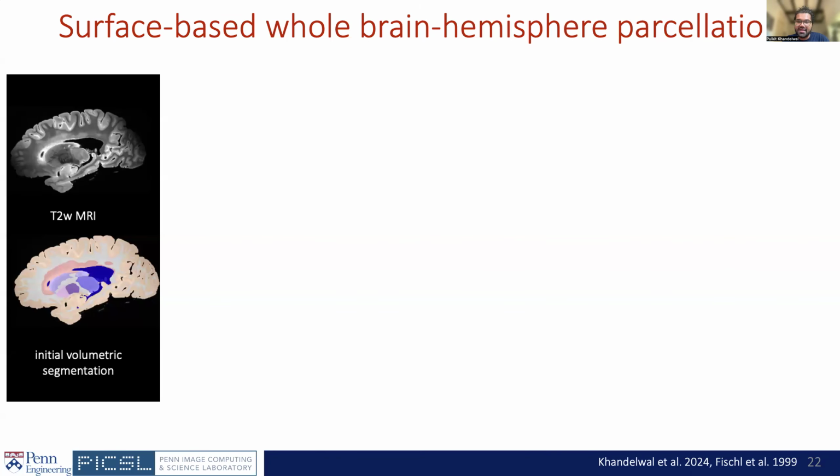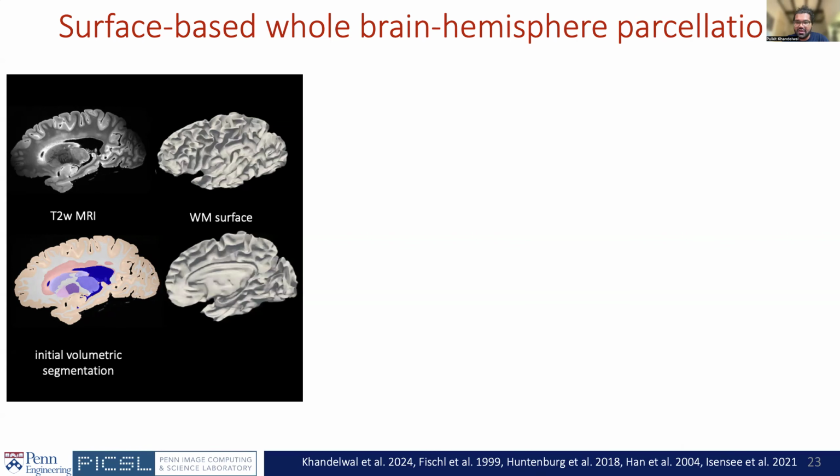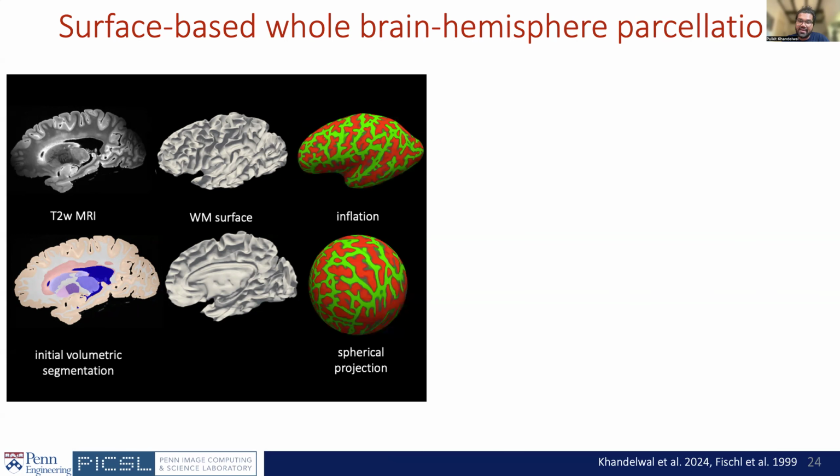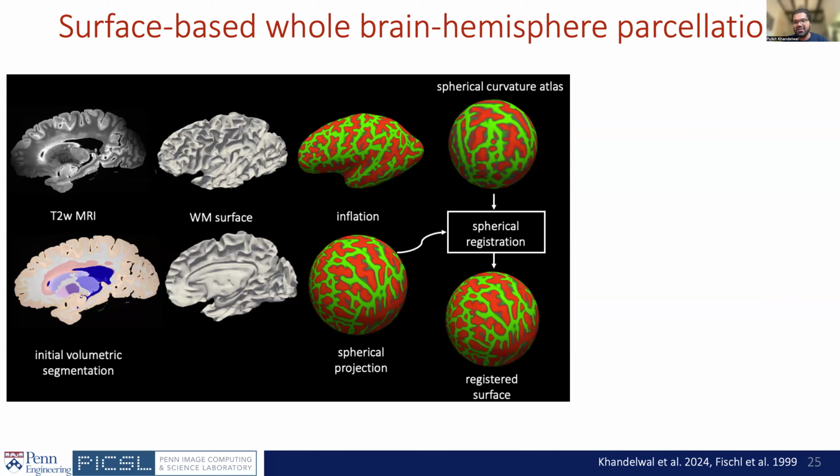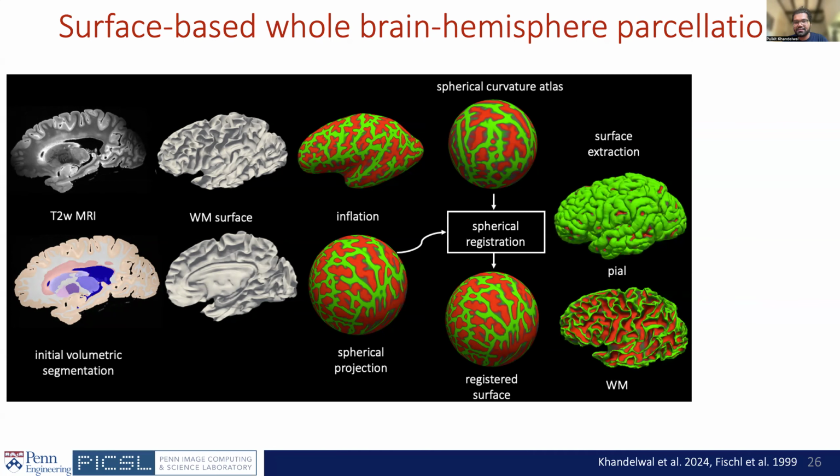So once we have these segmentations, we then developed a surface modeling pipeline to get whole hemisphere brain parcellations. Briefly, using the volumetric segmentations as discussed before, we take the white matter surface, tessellate it, and correct for any topological defects. This white matter surface is then inflated and projected into a spherical space. This projected sphere is then registered to an external spherical atlas based on the local curvature pattern. Then the spherical transformation and the deep learning-based volumetric segmentations are used to obtain the pial and the white matter surfaces.